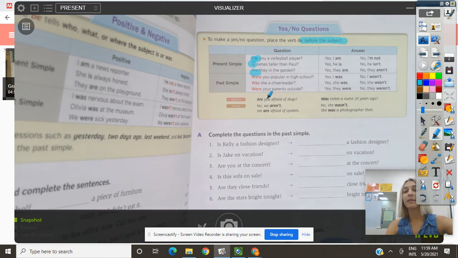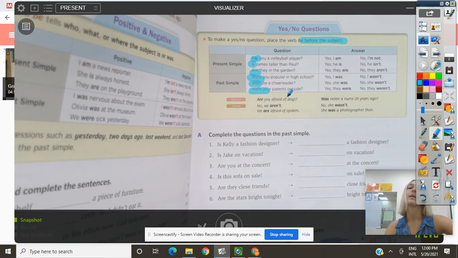Same with the past, the verb goes at the beginning, but the changes are if we have you or your, we use were. He, she, it, or a name, we use was. Were you popular? Was she a cheerleader? Were your parents outside? Same with the answers, exact same as present.